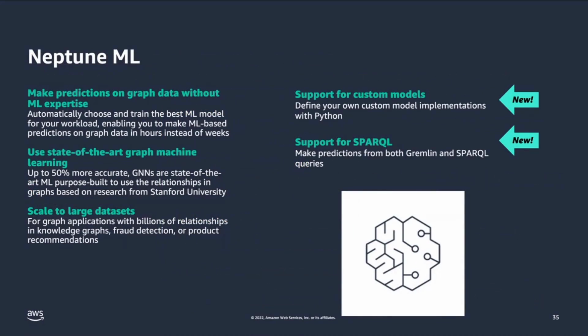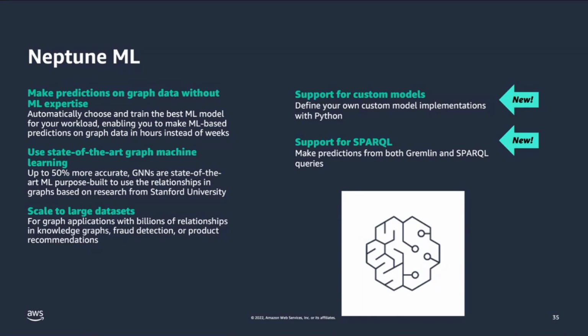The next feature I wanted to talk about here is Neptune ML. As I alluded to earlier, Neptune ML is an integration between Amazon Neptune and SageMaker to enable graph developers to make machine learning-based predictions on graph data without having a ton of machine learning expertise. It does this by automating a lot of the choices you would need to make in order to build your machine learning model, being which model is the best one to use, what training instance sizes I need, what processing instance sizes, things like that.